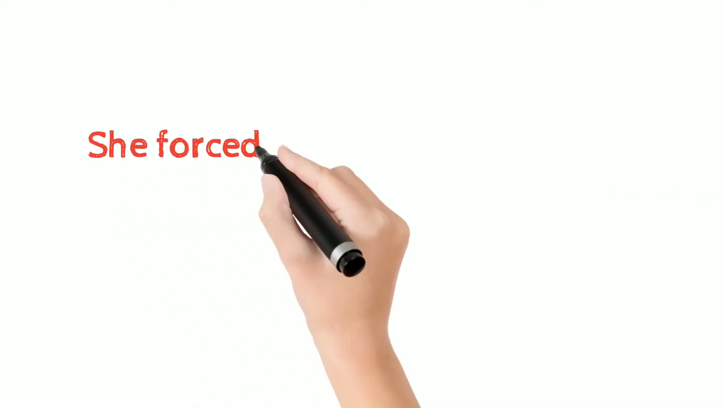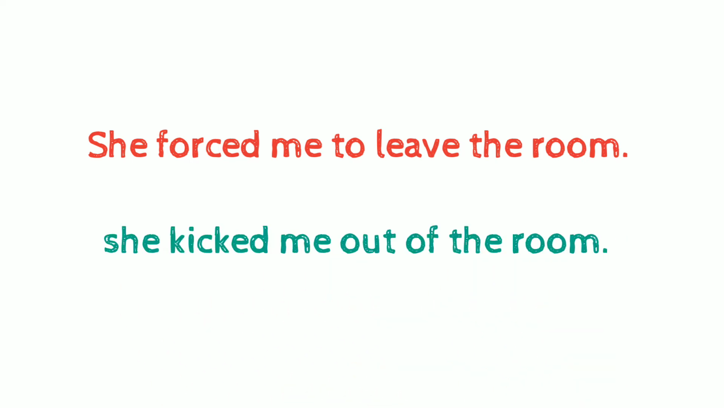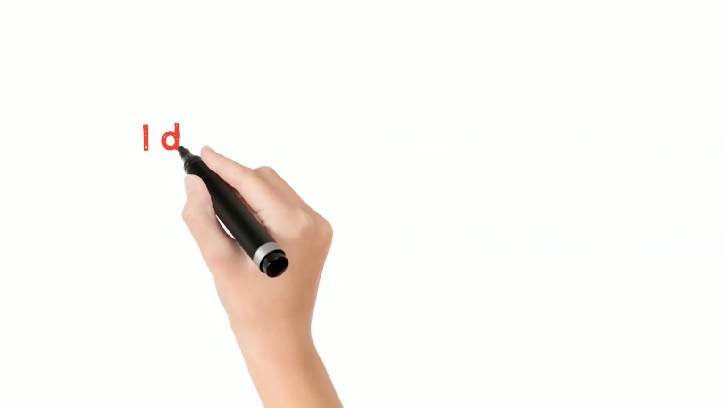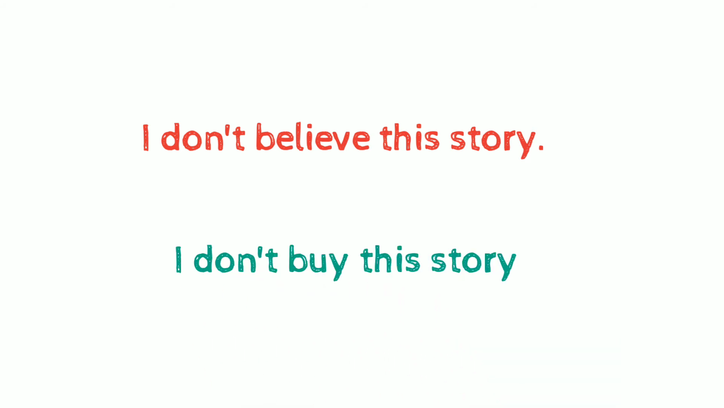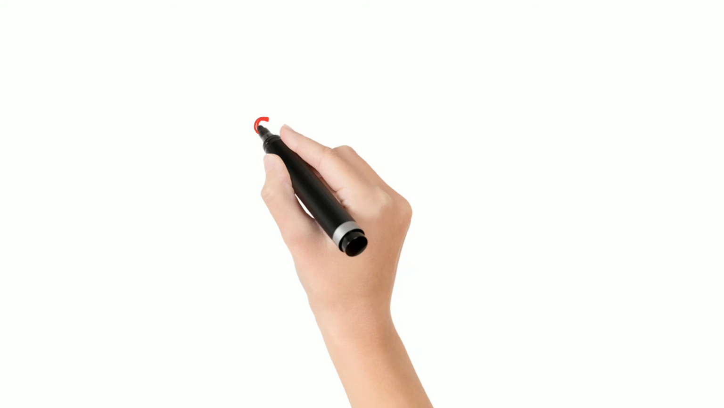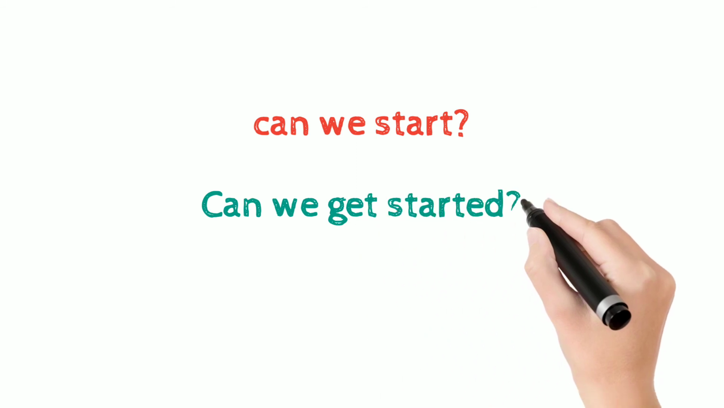So let's get started. In normal, she forced me to leave the room, but in advanced, it's she kicked me out of the room. I don't believe this story. In advanced, I don't buy this story. In normal, can we start? In advanced, can we get started?